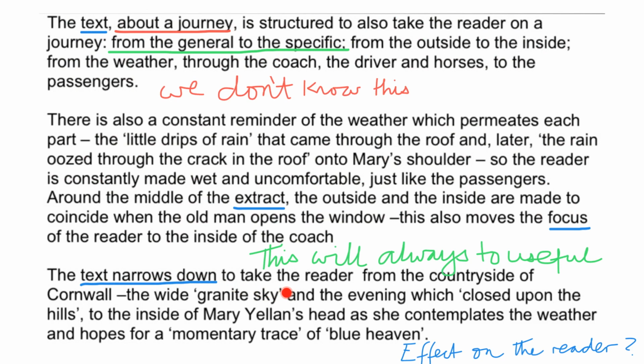The text narrows down to take the reader from the countryside of Cornwall, the wide granite sky in the evening which closed upon the hill, to the inside of Mary Yellen's head as she contemplates the weather and hopes for a momentary trace of blue heaven. Well, here I think the examiner's missed the point, concentrating on the weather, whereas it's actually her fortune she's thinking about. But the good news is you can write gibberish like this and still get the mark, because you're talking about a change of focus, which is how it narrows down.